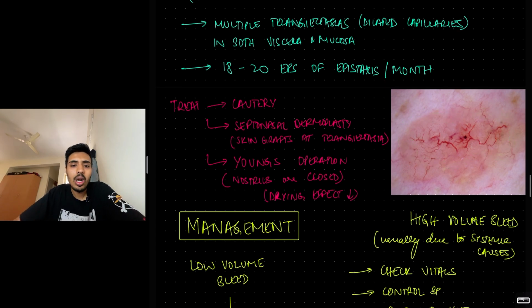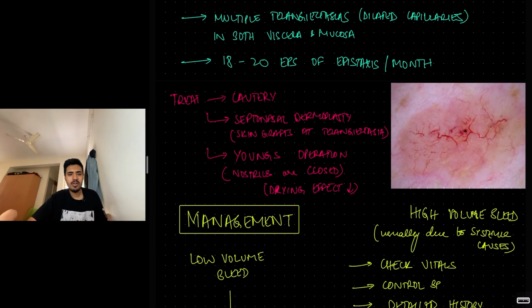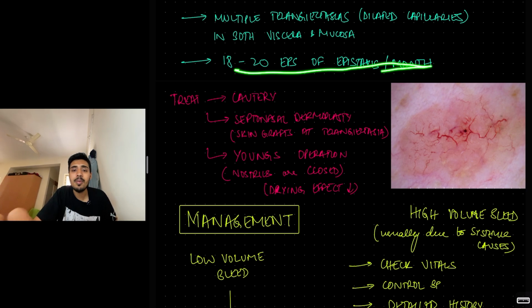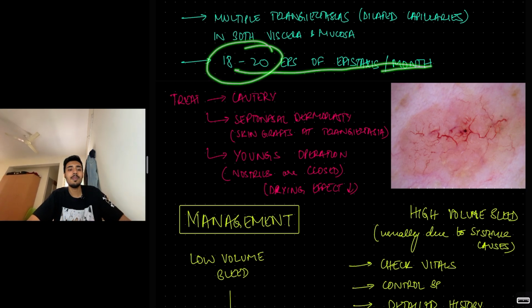So because of that, what happens? The patient has multiple episodes of epistaxis. Let's say the nasal mucosa has multiple telangiectasias. They keep bleeding again and again and again. The patient has multiple episodes of epistaxis, 18 to 20 episodes of epistaxis per month.